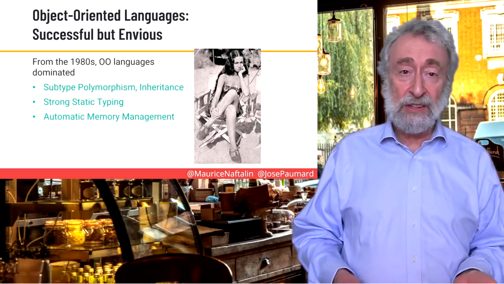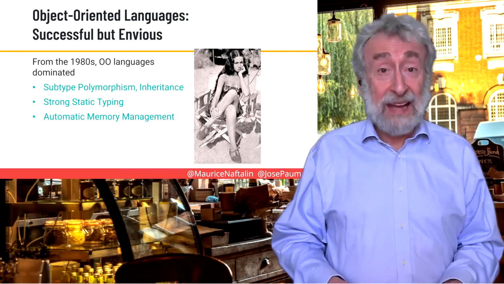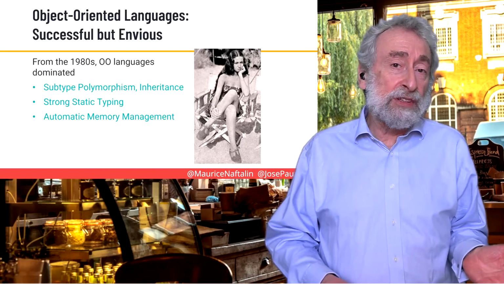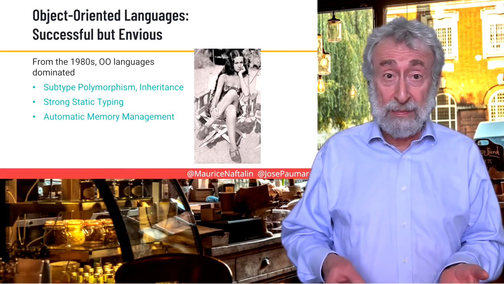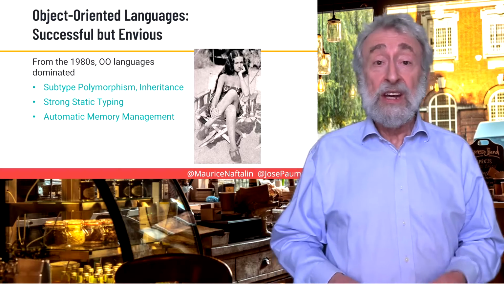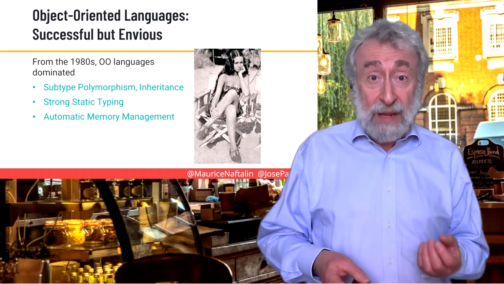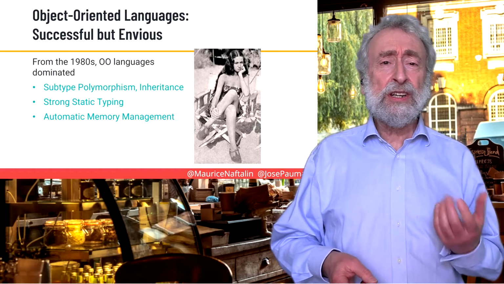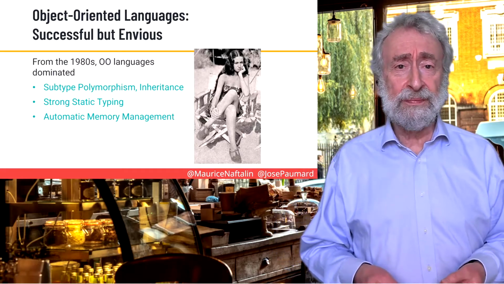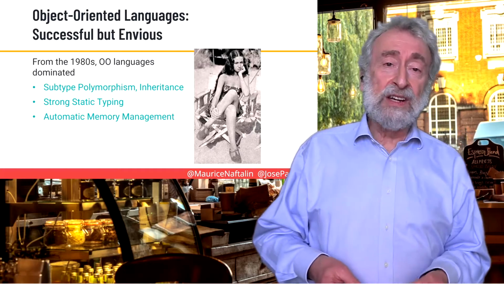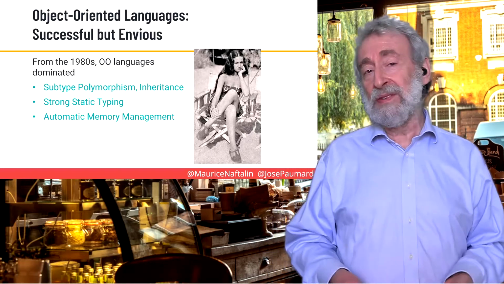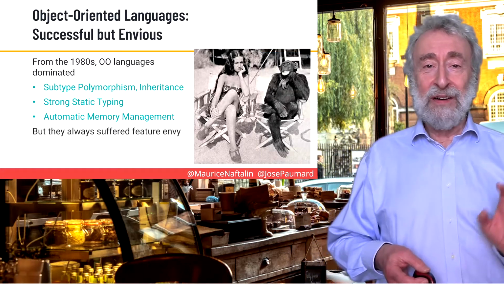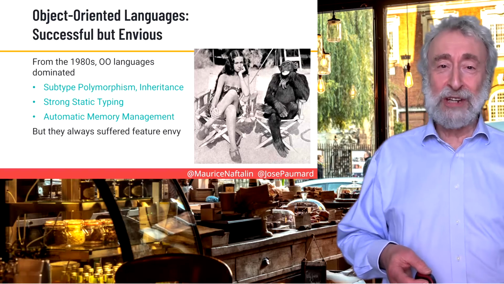Object-oriented languages, by contrast, have been very successful. They certainly can be made very efficient, and they do have very positive features of their own. So object orientation brings with it subtype polymorphism, which we know as inheritance, strong static typing, which has been a big feature of Java from the very start, and automatic memory management, which is a huge aid to programmer productivity. But for all that, object-oriented languages have always suffered from feature envy when they look at functional languages. Here's our picture of functional languages besides object-oriented ones.